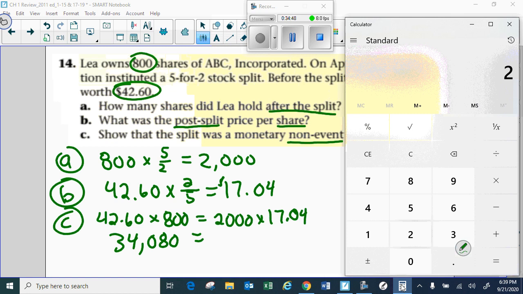I do this. 2,000 times 17.04. Oops. Can I go back? I don't think so. Okay. 2,000 times 17.04. 28,000. Oh, let's type it in right. 2,000 times 17.04.